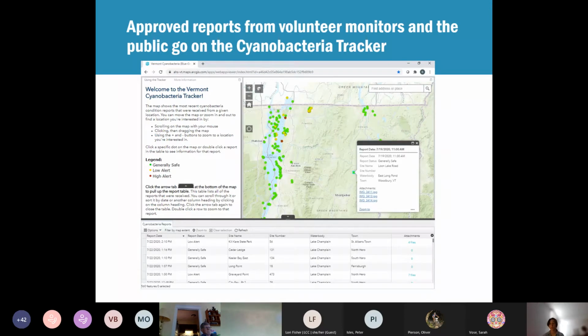And this tracker system has proven a great tool for people looking to see where cyanobacteria blooms have recently been reported. But we want everybody to remember that the information is only as good as the most recent report. And because conditions can change so rapidly with cyanobacteria, everybody really needs to learn to recognize and avoid cyanobacteria, so that even if you see a green dot on the map, when you're going there, you're still scanning the water and looking for those blooms just in case.